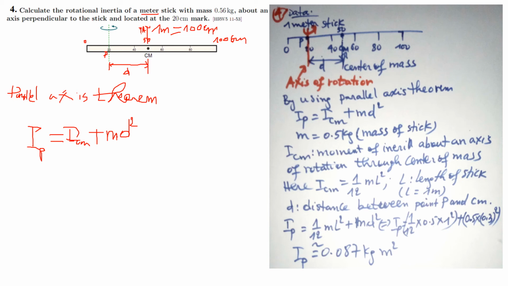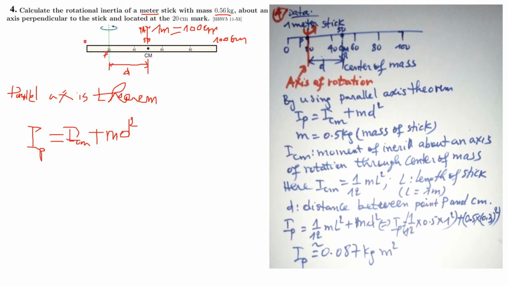Here the mass is given to be 0.5 kilograms. Then the I_CM means the moment of inertia about an axis of rotation through the center of mass. And here this I_CM equals 1/12 times mass times the square of the length. L is the length of the stick.